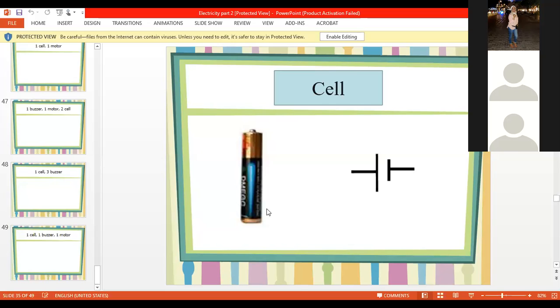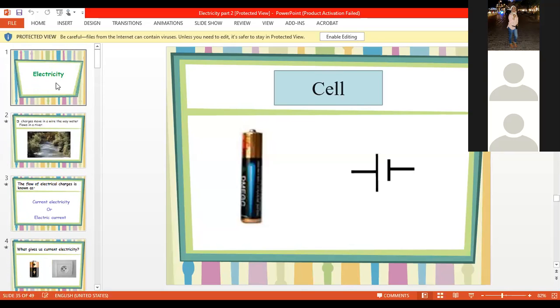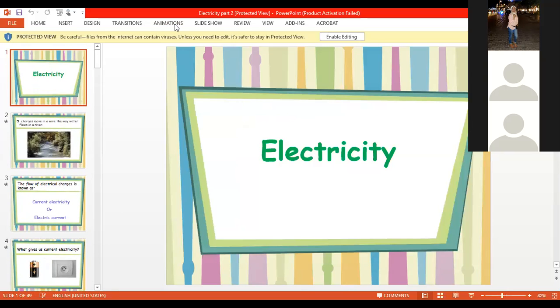Okay, so now we are going to remember together the parts of the circuit. But first, what is the circuit? Anyone has a question?